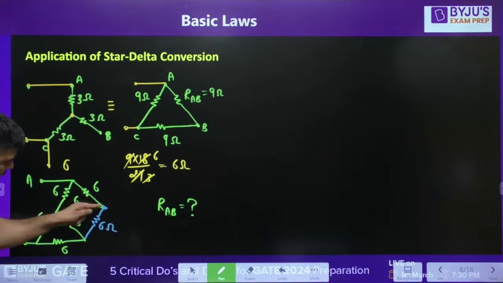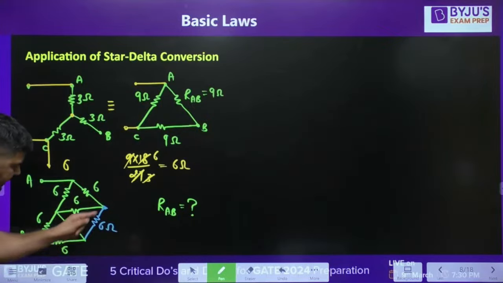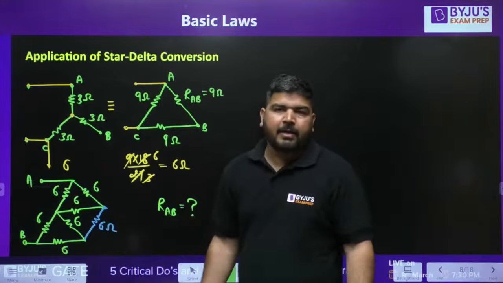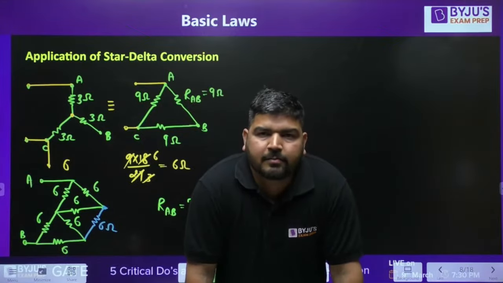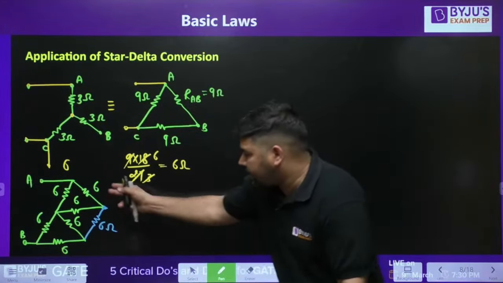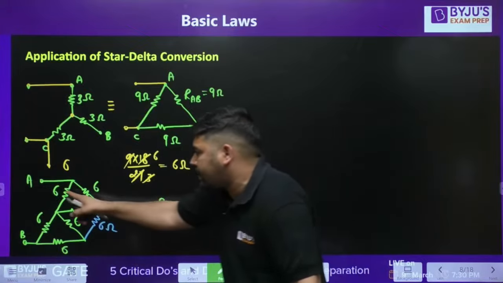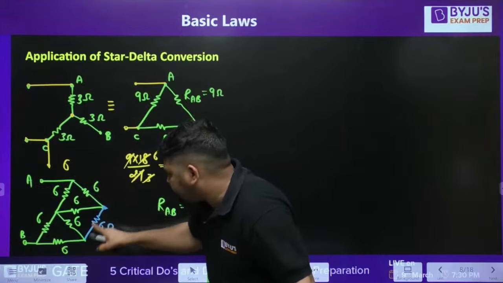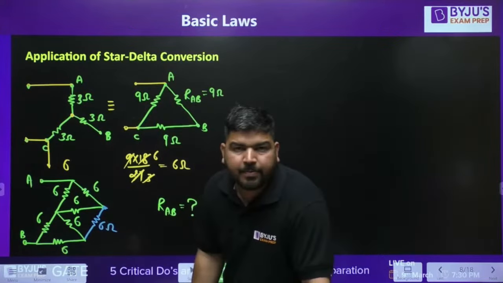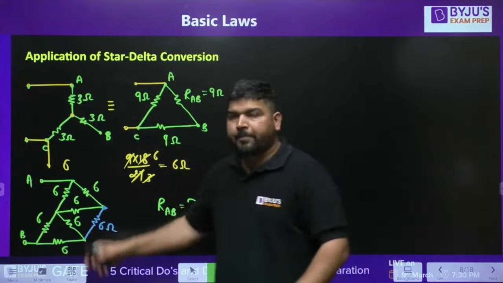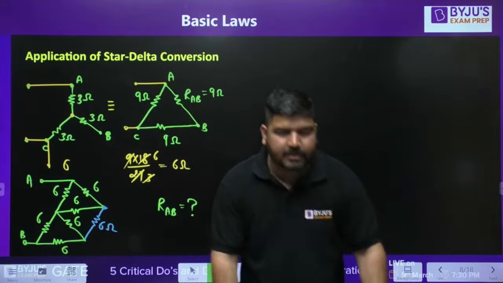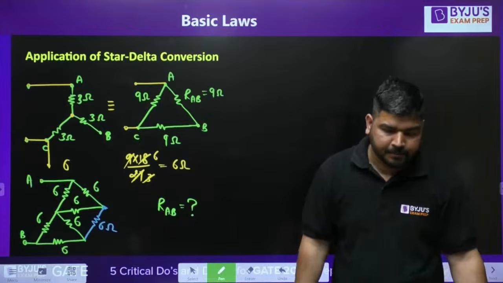We know that here you have delta. This is also a delta connection. This is also a delta connection. Actually there are 3 deltas. So we can apply star delta conversion, because there is no series and no parallel resistances. You cannot say that this 6 and this 6 are in parallel, or that they are in series. There are no resistances which are in series or in parallel.